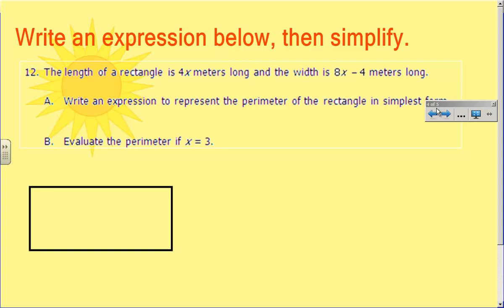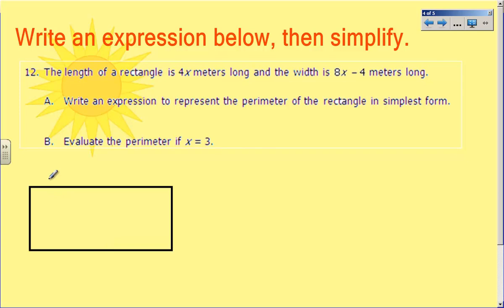So now let's apply this with a couple of application problems. So we're going to write an expression and then we're going to simplify. They tell us the length of a rectangle is 4x meters long and the width is 8x minus 4. First, they want an expression to represent the perimeter.